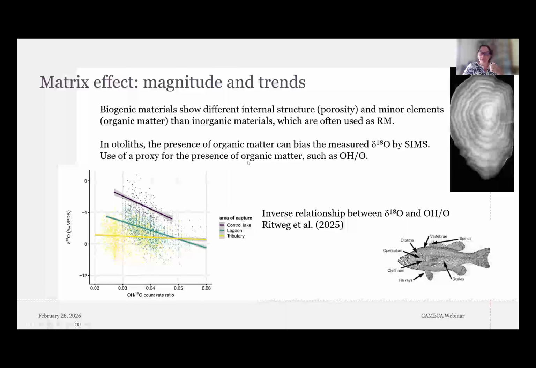And they can have some elements that contaminate the analysis, such as collagen, so carbon or hydrogen or other elements. And this can actually be a problem for the analysis. I find it interesting that in this study, they use a proxy to identify the presence of organic matter, such as here the OH/O ratio, and they can look at the bias potentially resulting from the presence of a high content of organic matter.